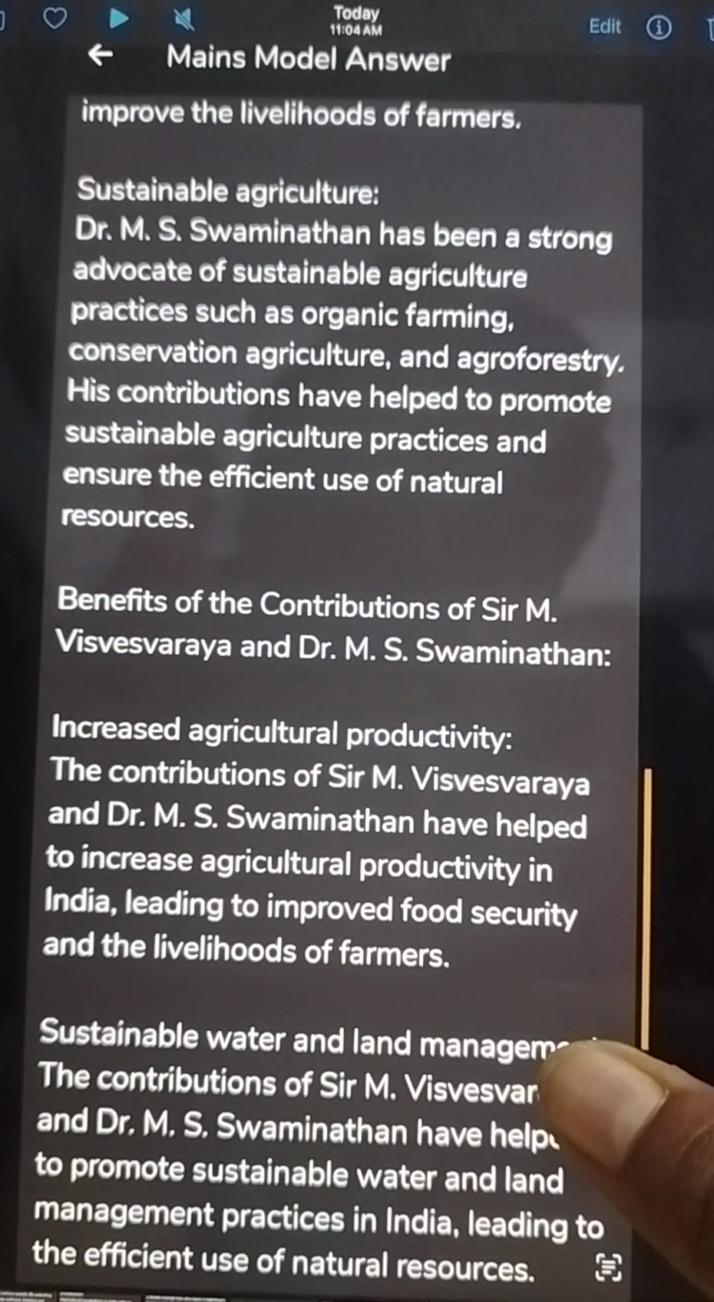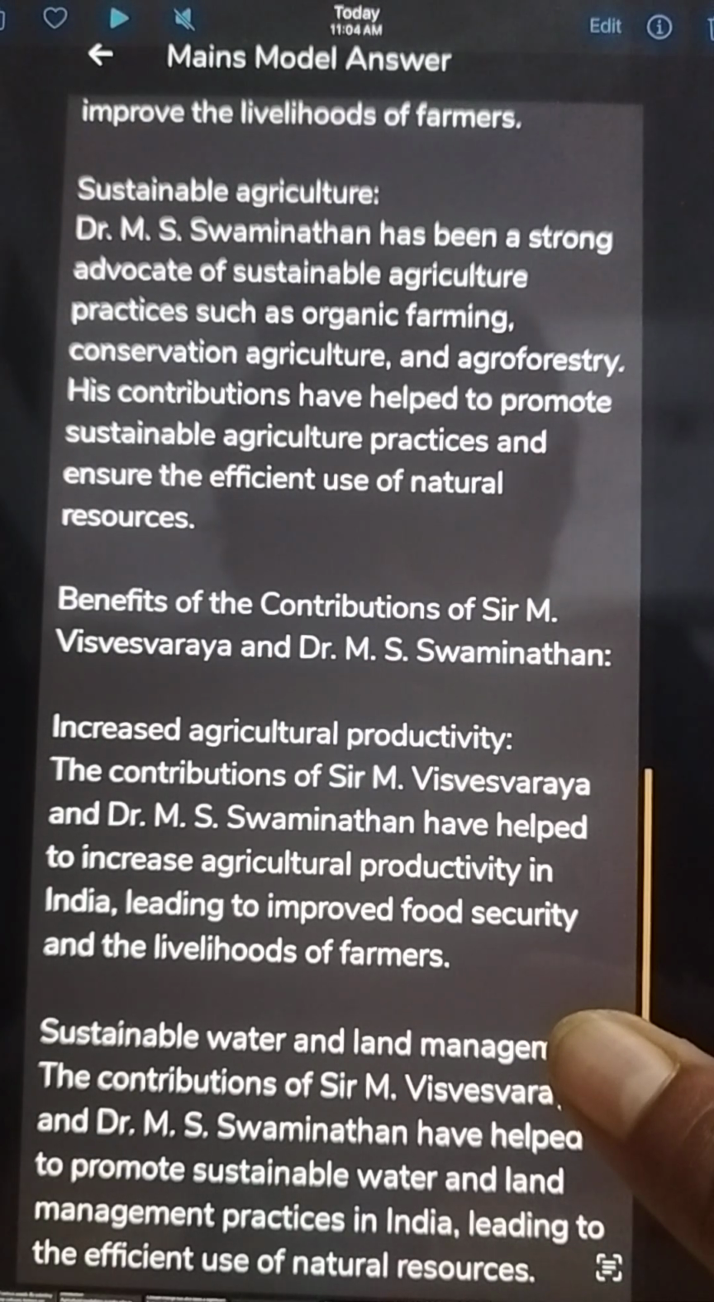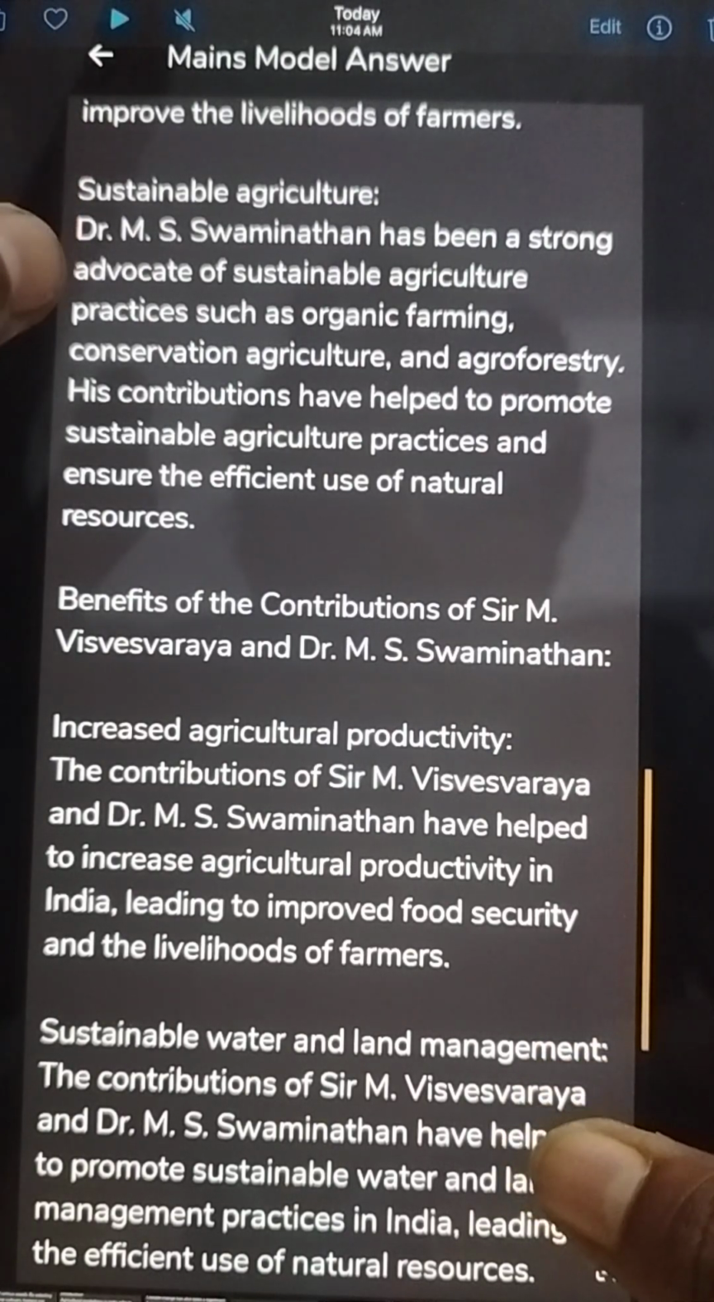The benefit of the contributions of Sir M. Visvesvaraya and Dr. M. S. Swaminathan is increased agriculture productivity. Their contributions have helped to increase agriculture productivity in India, leading to improved food security and the livelihoods of farmers. Then, sustainable water and land management.